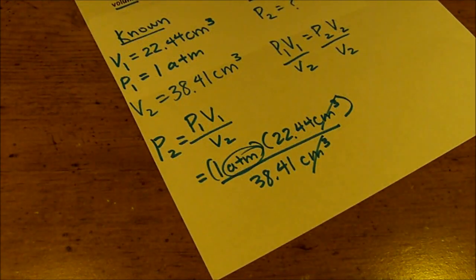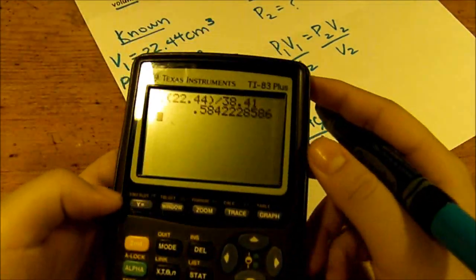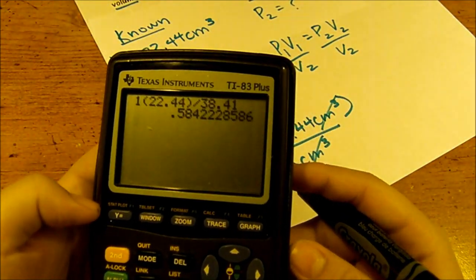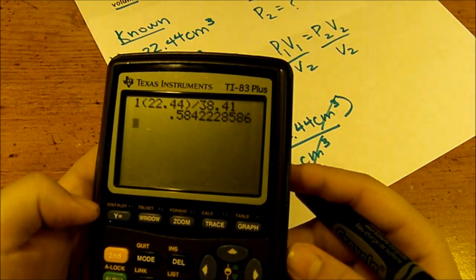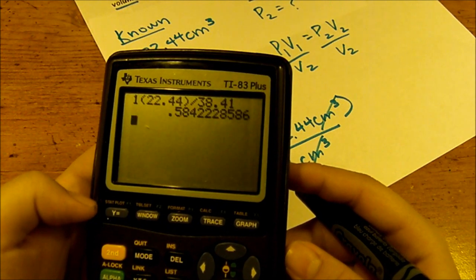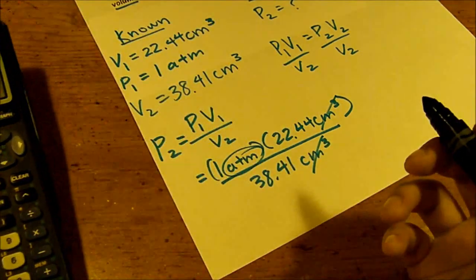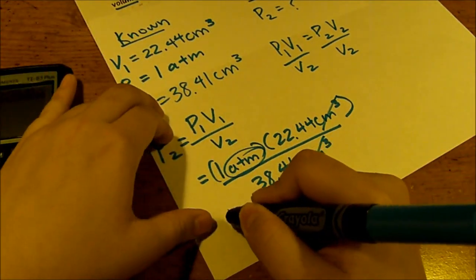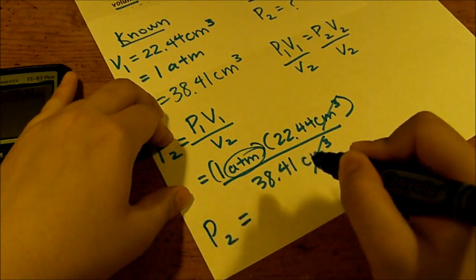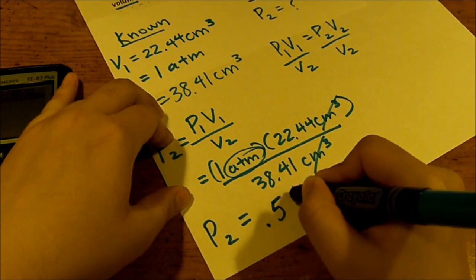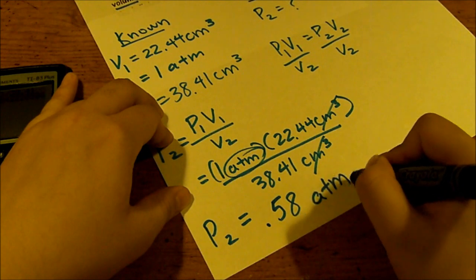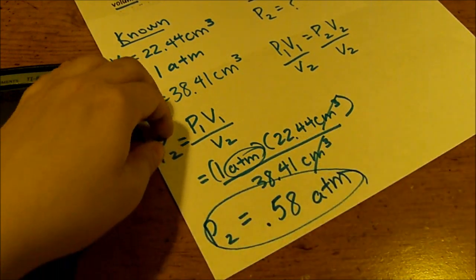Now let's plug it into the calculator. What we get is 0.5842228586. I'm going to round it to the nearest hundredth. So P2 is going to equal 0.58 atm. And that is our final answer.